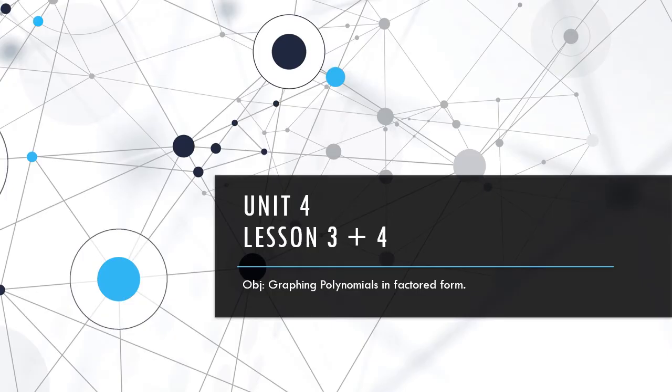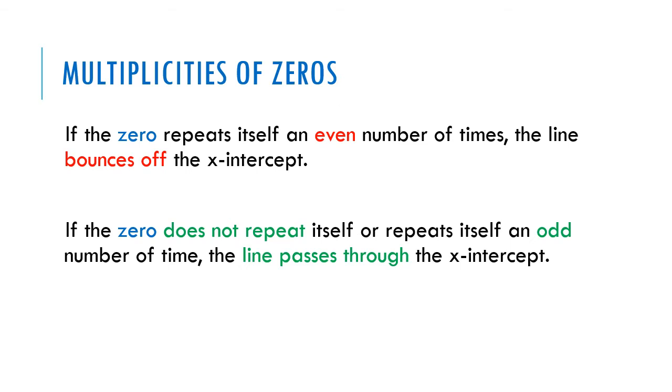Okay, so this is a lesson on graphing polynomials if you were not here on ACT Day. We have something new happening with these, which is multiplicities. If a 0 shows up an even number of times, it's going to bounce off the x-intercept. If the 0 does not repeat itself, or it repeats itself an odd number of times, it will pass through the x-intercept, and you'll see what I mean through the examples.